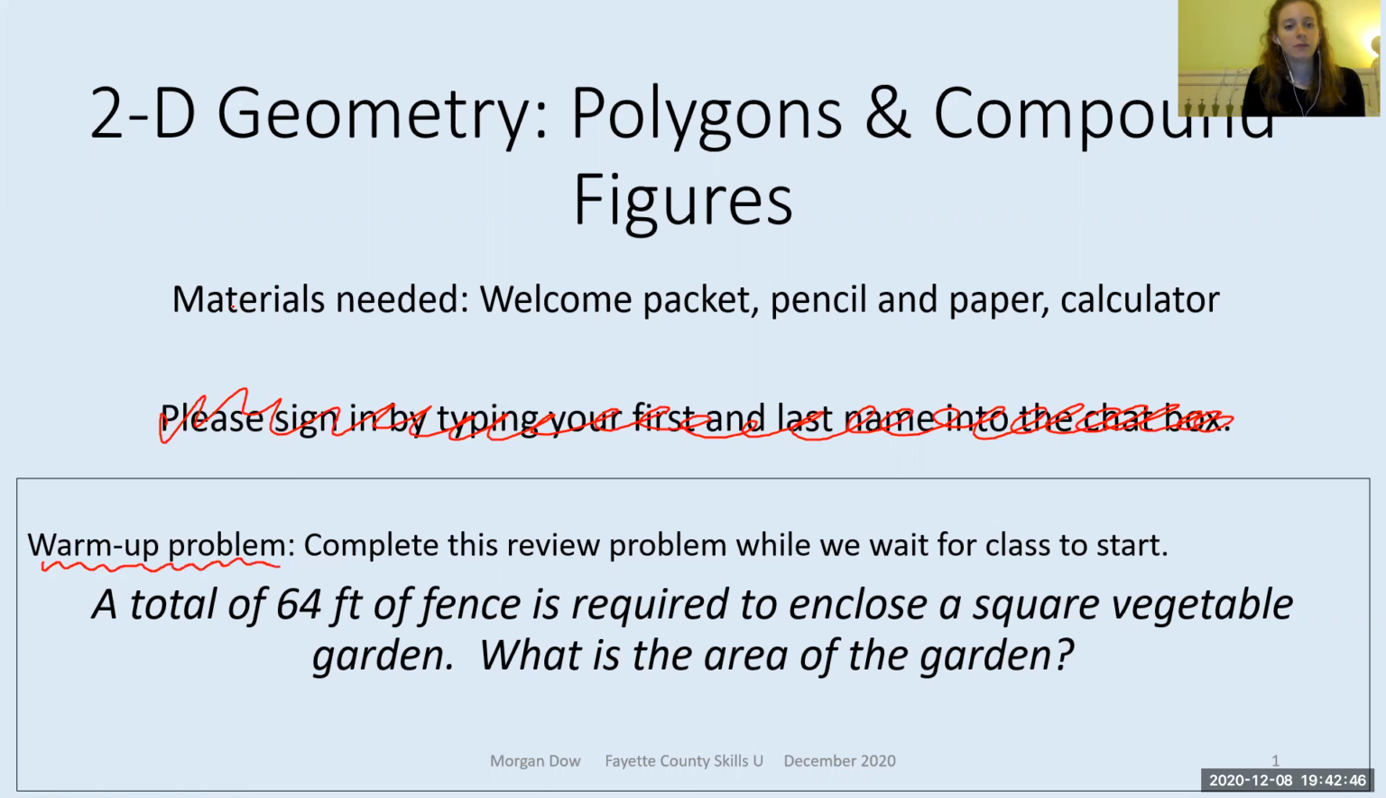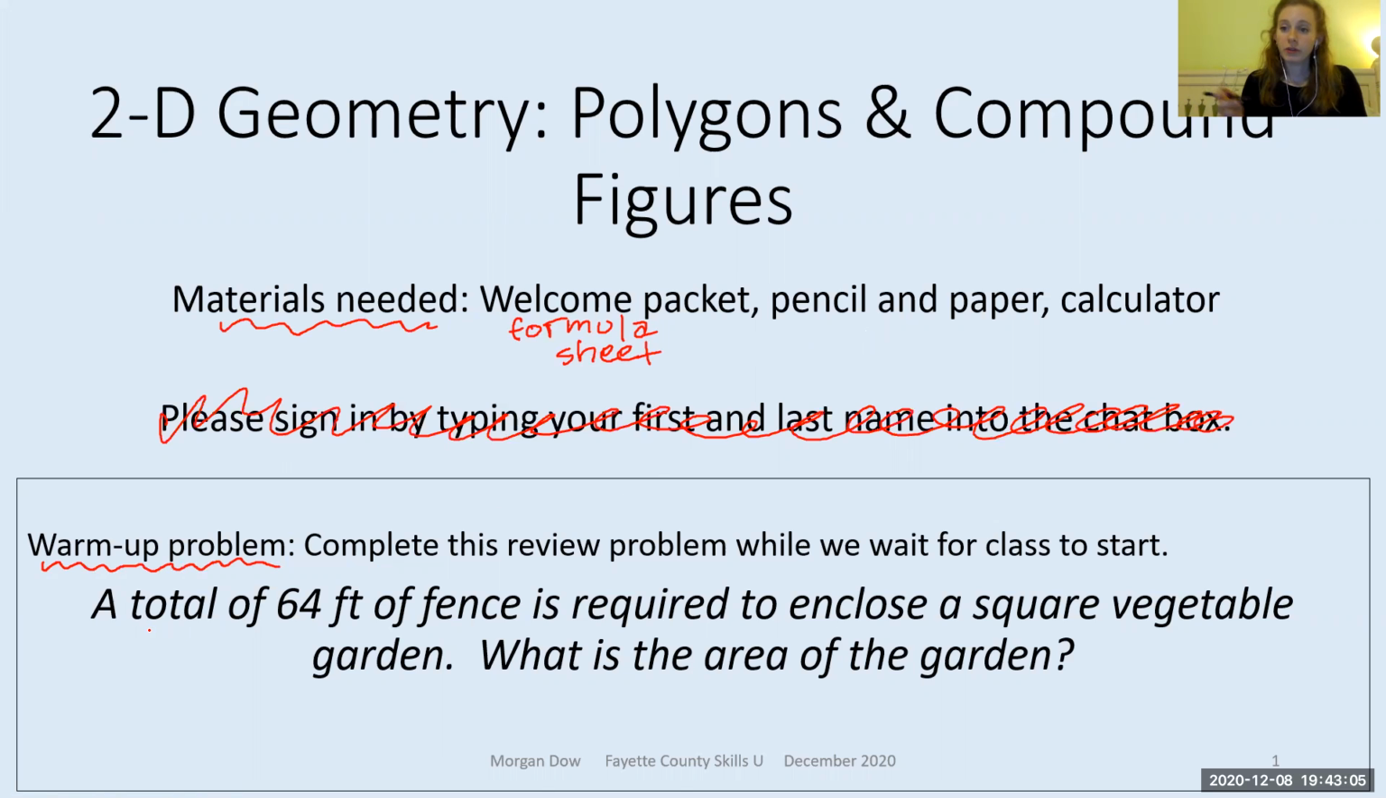And for this lesson, you want to make sure you have your welcome packet because we're going to be using your formula sheet, your GED math formula sheet that's inside of your welcome packet. You want a pencil and paper and a calculator.